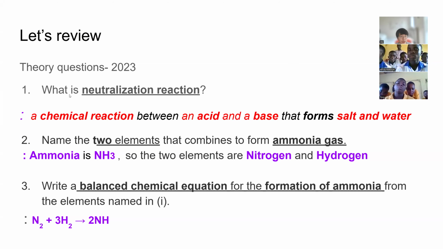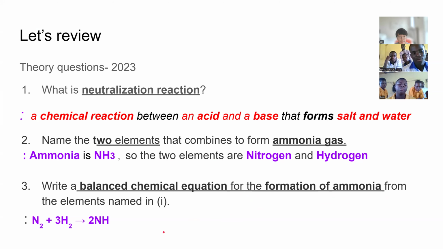We talked about what a neutralization reaction is, and it is a chemical reaction of an acid and a base that forms salt and water. And here we also talked about element components. So if you were asked to name two elements that combine to form ammonia gas, you need to know ammonia is NH3, and the two elements that combine to form ammonia are nitrogen, the N, and hydrogen, which is the H. And we also talked about balancing chemical equations, specifically for formation of ammonia.